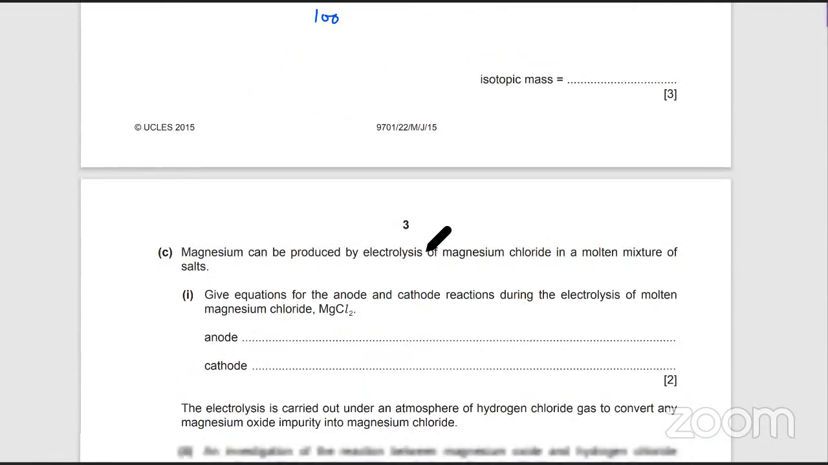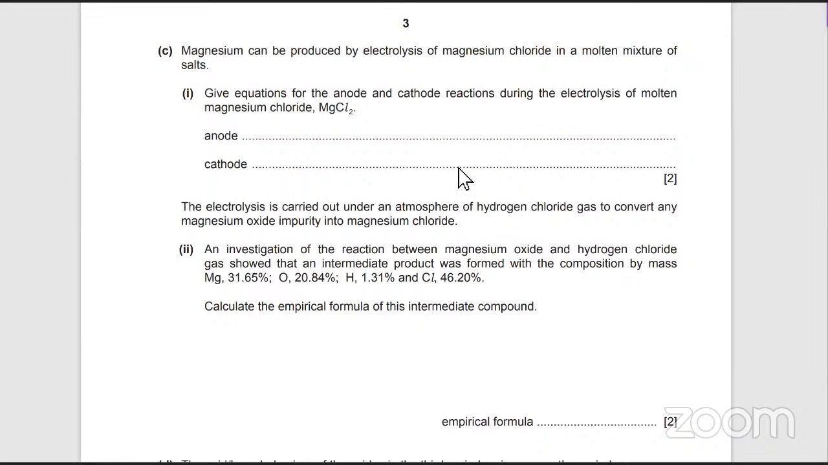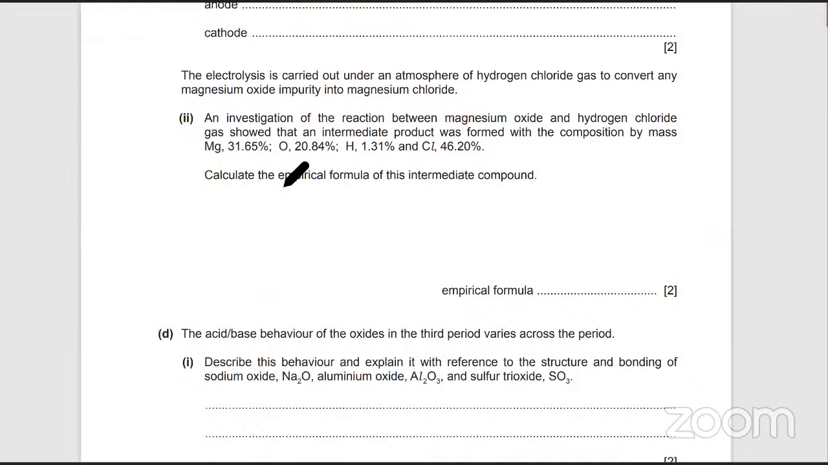Now the next part is magnesium can be made by electrolysis. That's not in your course. An investigation of the reaction between magnesium oxide and hydrogen chloride gas showed that an intermediate product was found with the composition by mass of this. So calculate the empirical formula. So what is the first thing that you do? Empirical formula, you divide by the relative atomic mass. And this is 35.5.